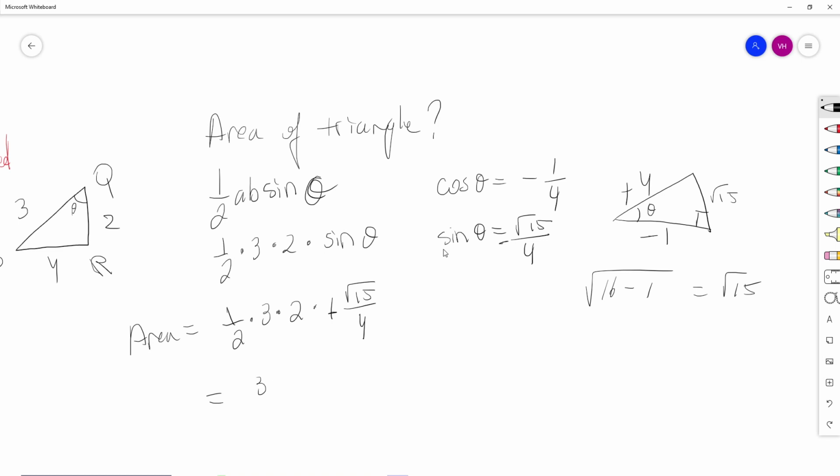And so we get 3 times 2 times root 15 all over 8. And so obviously it simplifies. We can just simplify here. So this would be 4. This goes away. So in the end, we get 3 root 15 over 4, which is the area of our triangle. Thank you.